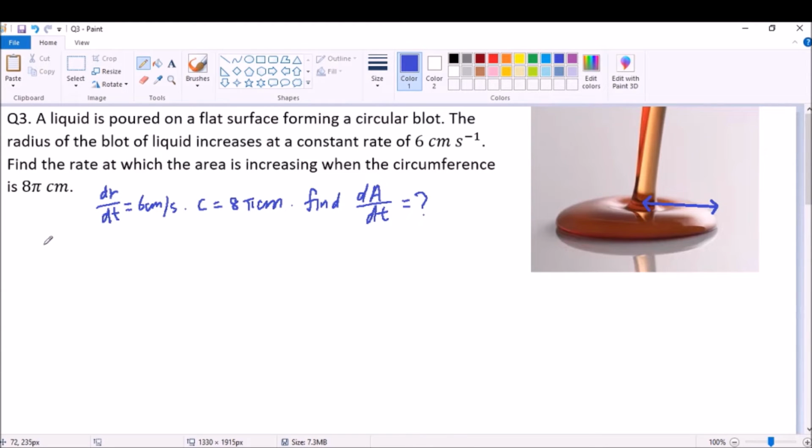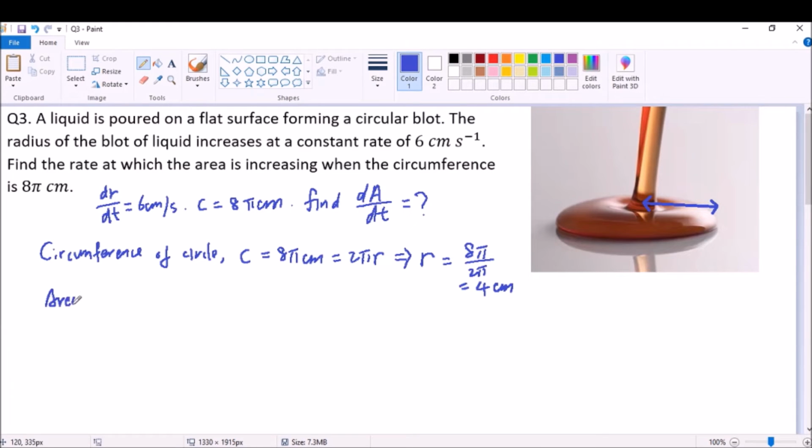We know the formula of circumference of a circle. C equals 8 pi cm, and the formula is 2 pi r. So we have r equals 8 pi over 2 pi, which is 4 cm.